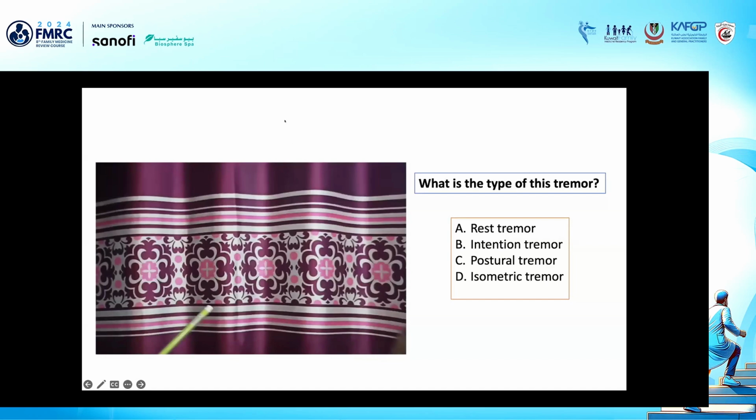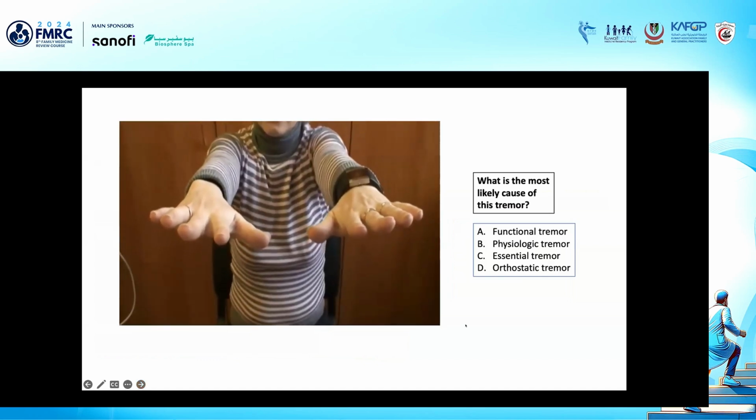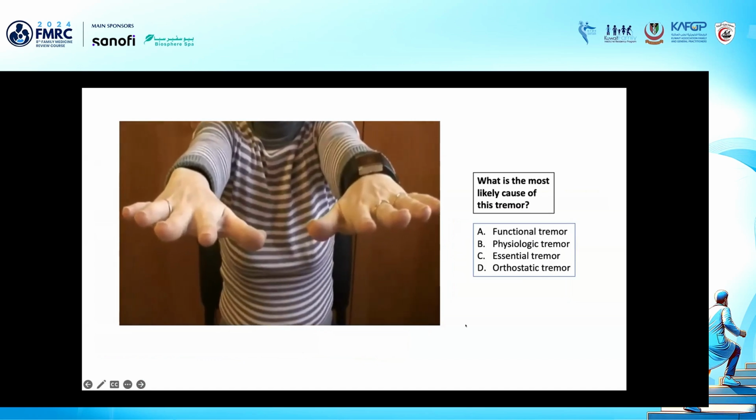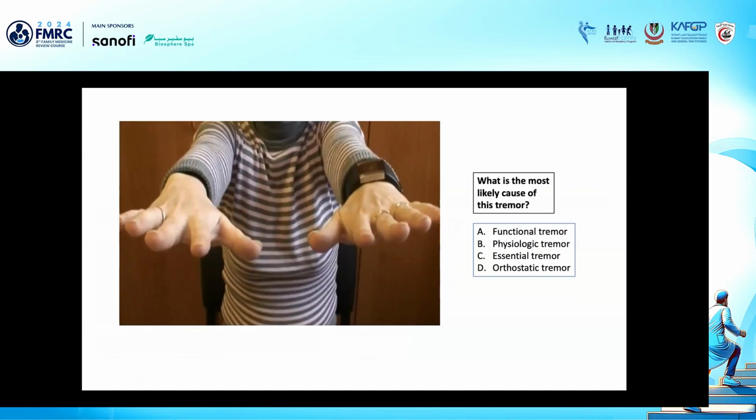Okay. So I've seen some correct answers. So I'll skip to the next patient. What is the most likely cause of this tremor? Is this a functional tremor, a physiologic tremor, essential tremor, or orthostatic tremor?